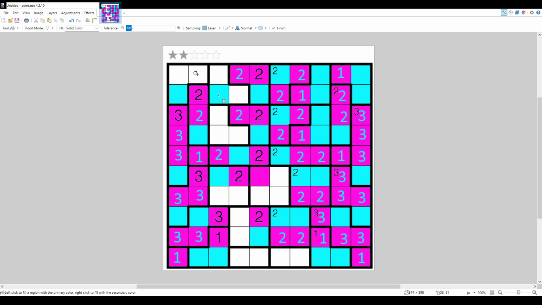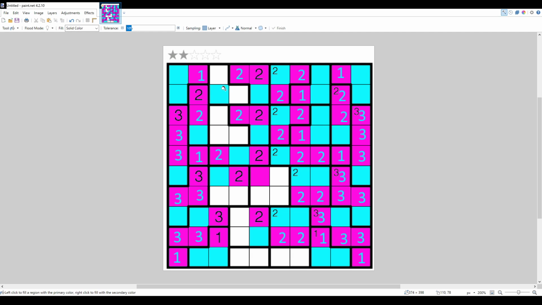Okay, up here, same logic as over here. If this were a 2, it would be touching a 2. Can't be a 3, so it's got to be a 1, and the 1 can't be here or it wouldn't be able to get out. So the 1's got to be here, so that's blue. I keep hitting the 2 instead of the 1.